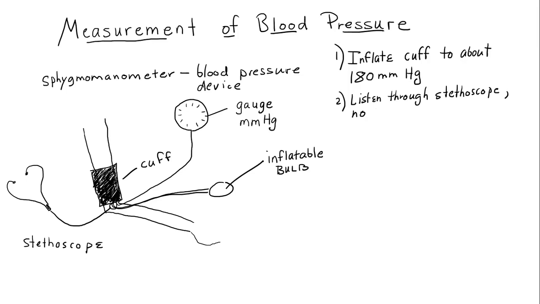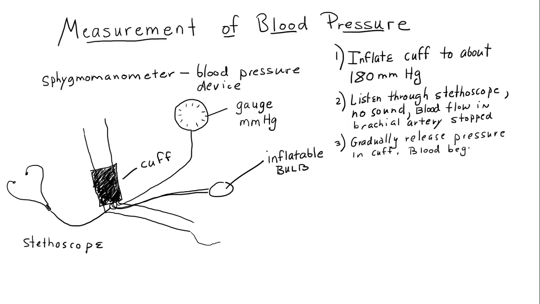If you've inflated the cuff to 180 millimeters of mercury, you're not going to hear anything because you've cut off the blood flow in the brachial artery. If you cut off blood flow, you're not going to hear anything. But if you gradually release the pressure in the cuff, then the blood is going to start to flow through the brachial artery. Brachial means arm, so this is the main artery going into the arm. We gradually release the pressure on the cuff, and the blood flows into the brachial artery.